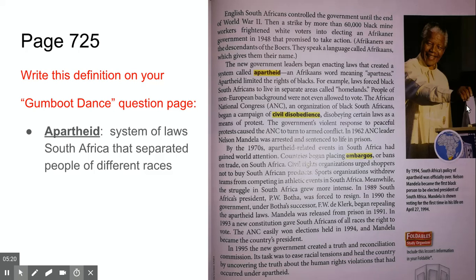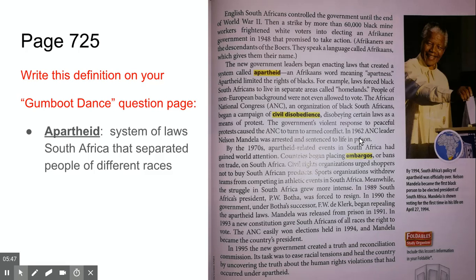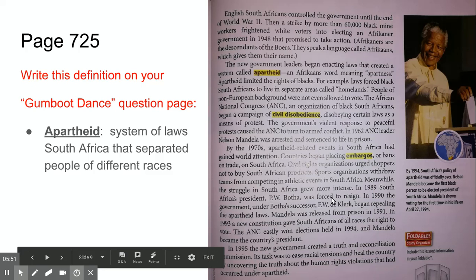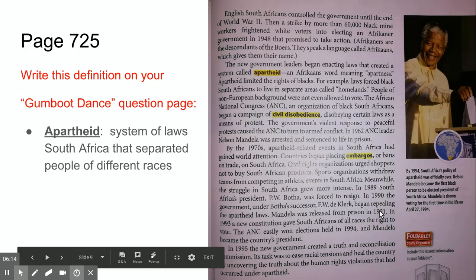You might have heard of this man before. His name is Nelson Mandela, and he was a leader. He was arrested in 1962 and sentenced to life in prison, and he stayed in prison for a long, long time. Finally, in 1990, this person right here began repealing the apartheid laws. So Mandela was in prison from 1962 to 1991 because he was protesting. It was a violent protest, but he was in jail that long. Finally, he was released, and in 1994 he became that country's president.